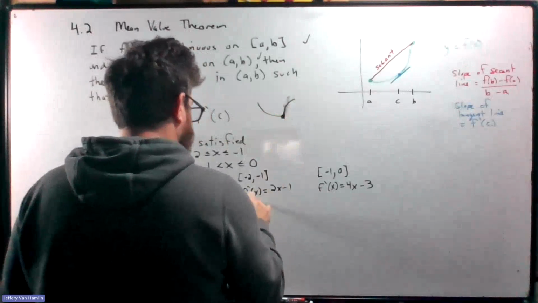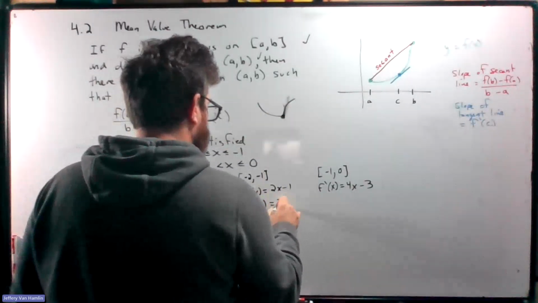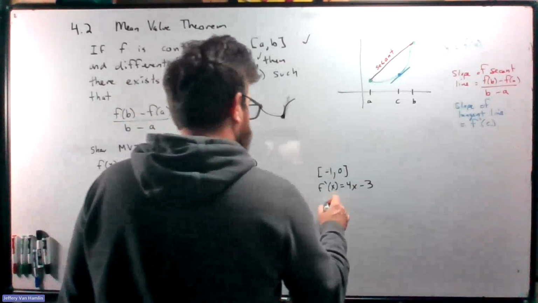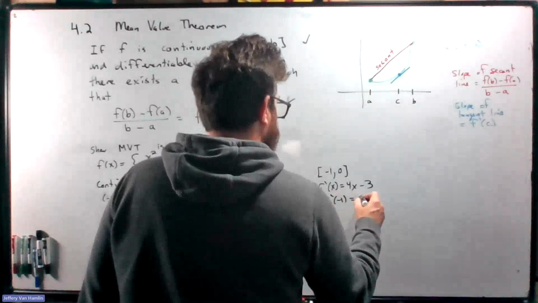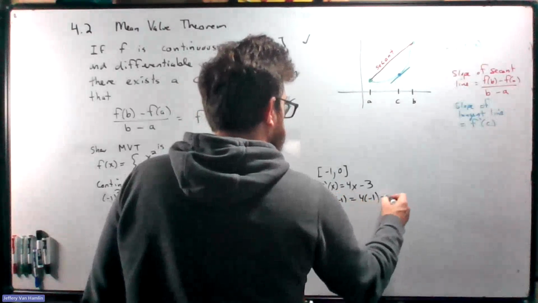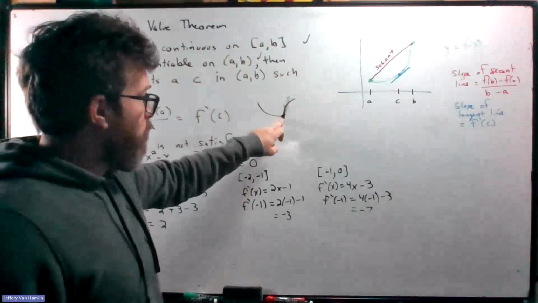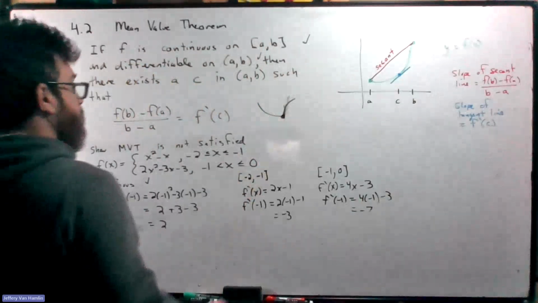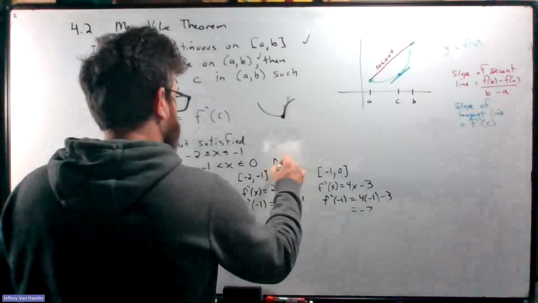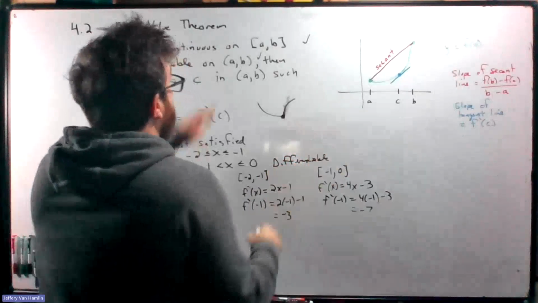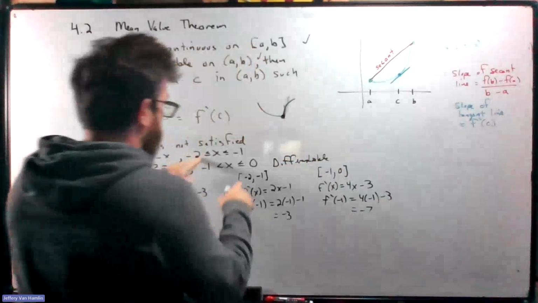So plugging in, f prime of -1, which is 2 times -1 minus 1, so this is -3. Over here, f prime of -1 is going to be 4 times -1 minus 3, so -7. So the slopes don't match. It's going to be sharp there. So it is not differentiable on the entire interval, from a to b, -2 to 0.